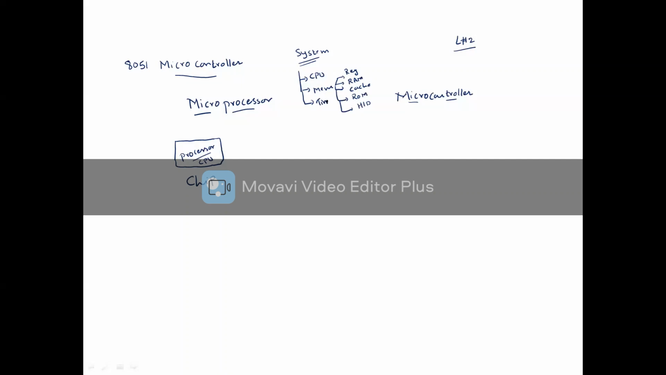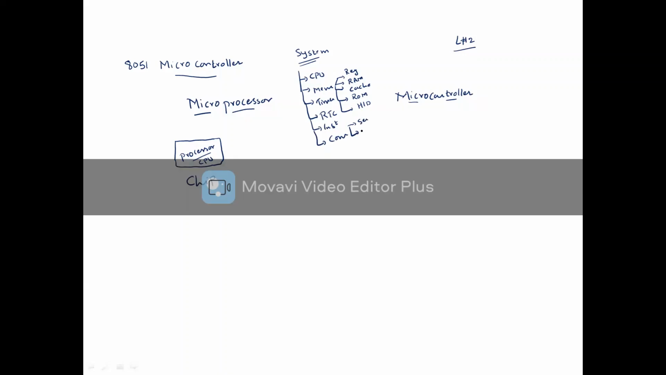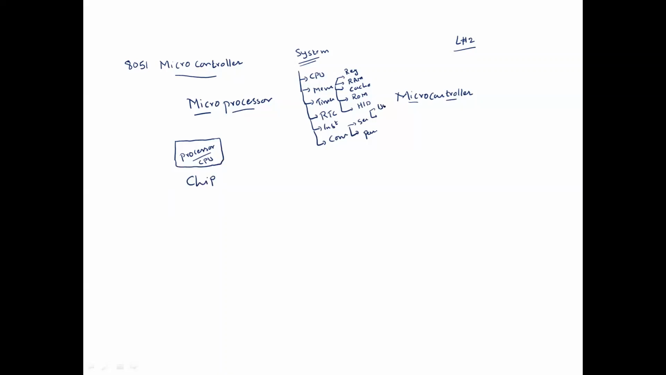Then we have timers, right? Then we should have a real-time clock. Then interrupts should be there. Then a communication port should be there. Again, the communication port can be a serial communication port or a parallel communication port. Again, in serial, we have different types of serial communication. And the widely used serial communication port nowadays is USB.